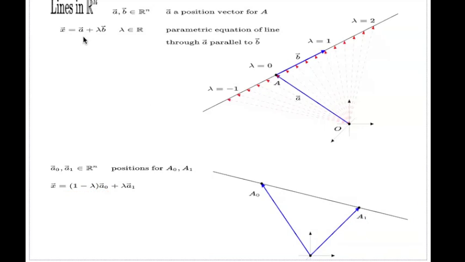This was the line which goes through the tip of the A vector parallel to the B vector. This one is the one which goes through the tips of A0 and A1. Two different forms. Essentially, these are identical forms, but it's better for many examples to keep these two forms separate.